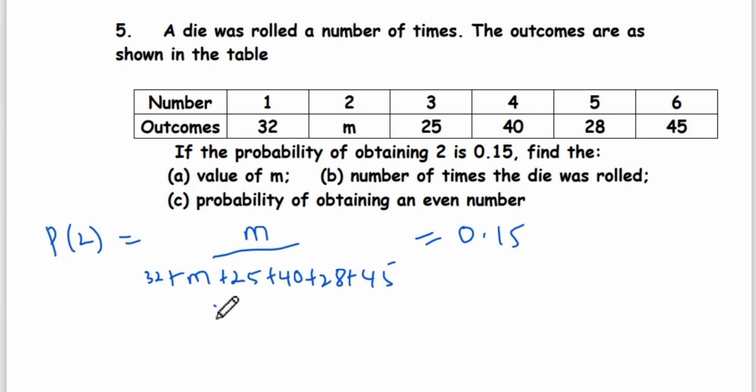So this becomes m divided by, let's sum up all that. It becomes 32 plus 25 plus 40 plus 28 plus 45. We have 170. That's m over m plus 170 is equal to 0.15.